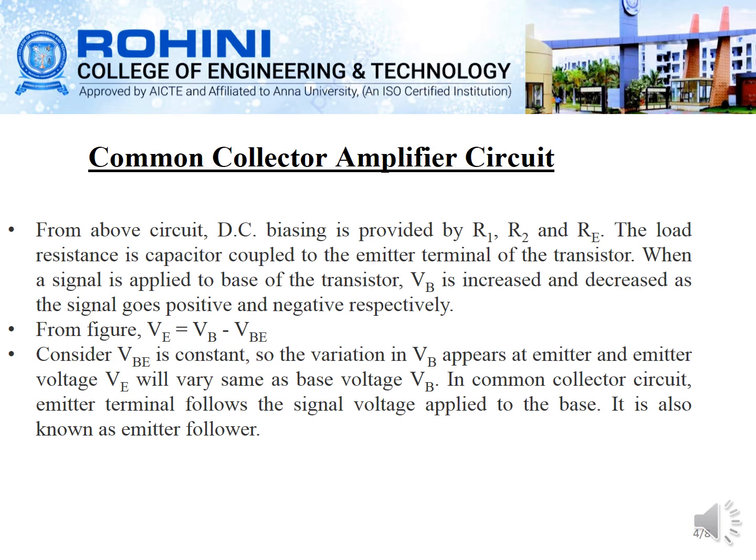Here we consider VBE to be constant, that is 0.7 volts for silicon and 0.3 volts for germanium. So the variation in the base voltage appears at the emitter, and VE varies the same as the base voltage VB. In the common collector circuit, the signal voltage is connected from the base and passes through to the emitter terminal. So we finally call this the emitter follower circuit.